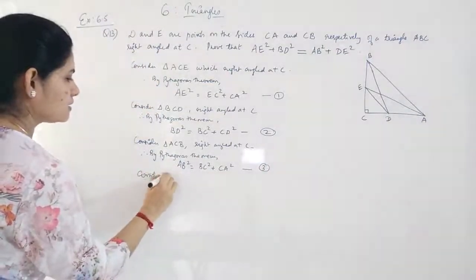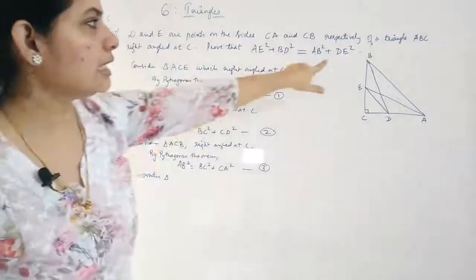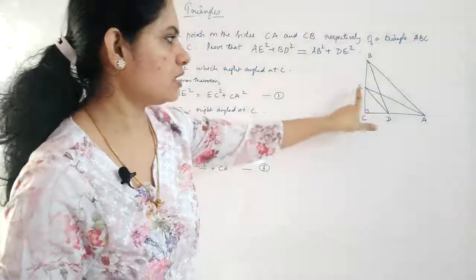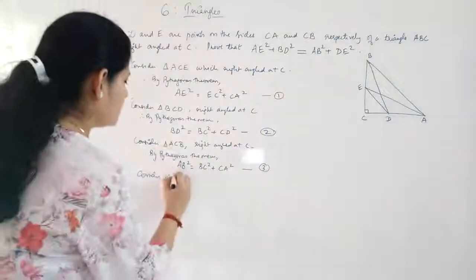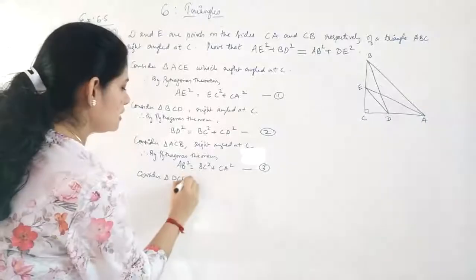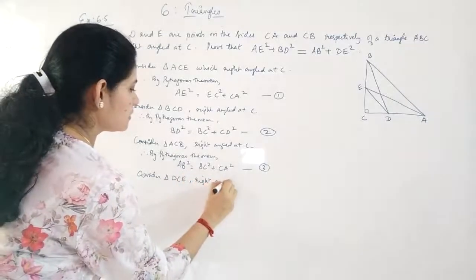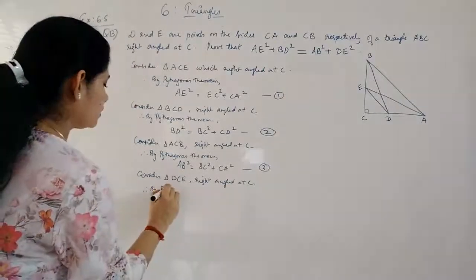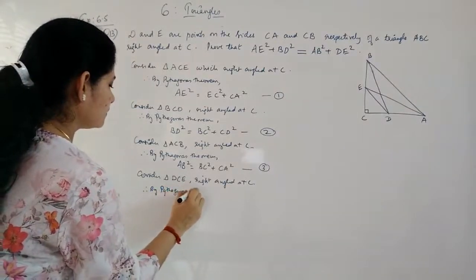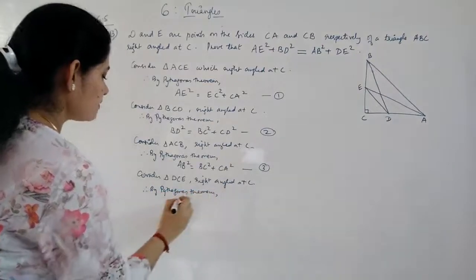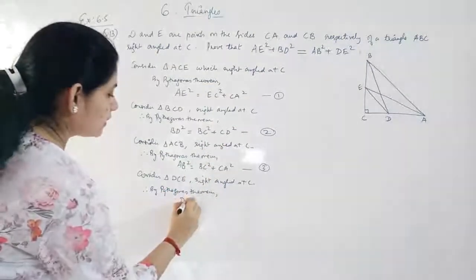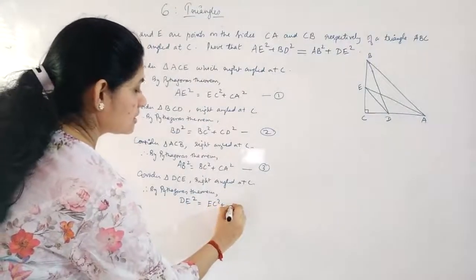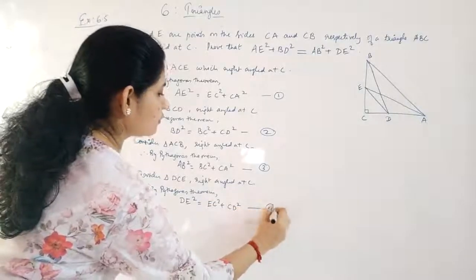Again, lastly, we will consider the triangle. Which triangle you need? DE. So you can consider this triangle which is right angled at C. So that is your ECD or DCE. Okay, triangle DCE right angled at C. Therefore, by Pythagoras theorem, what you will get, DE square is equal to EC square plus CD square. This is equation number 4.